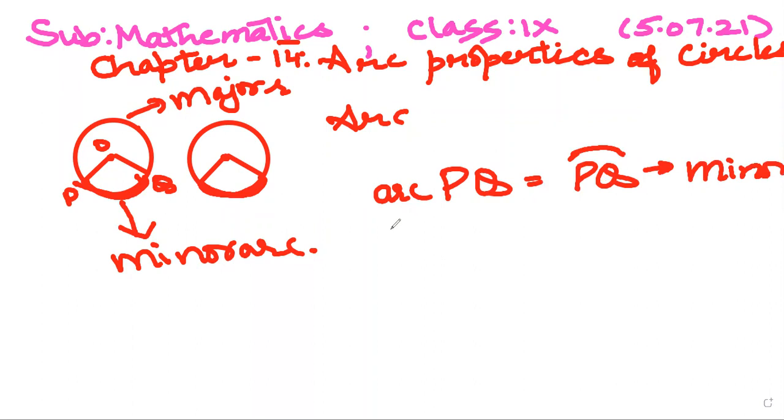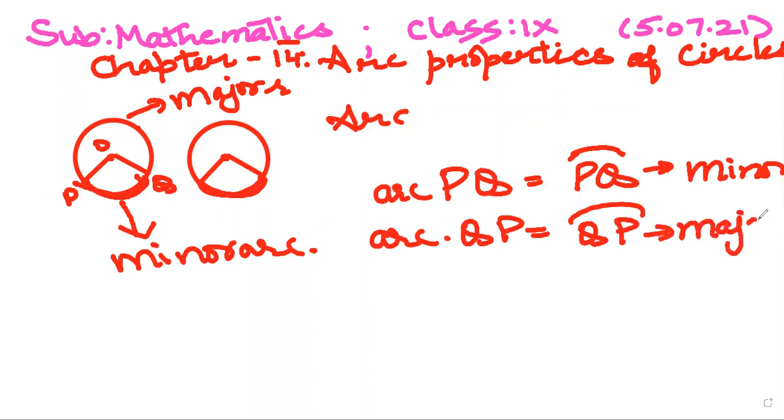And the other one, if I read it from Q to P, the upper one, it's Q to P, or you can write it as QP with the sign of arc. Then it becomes the major arc.